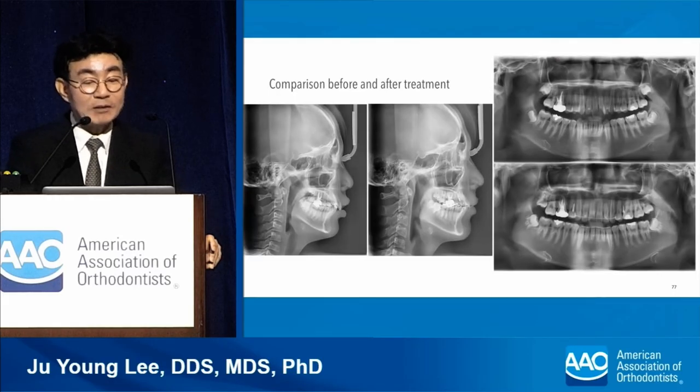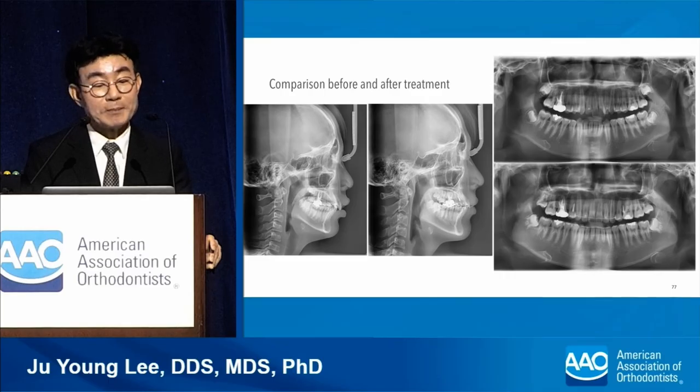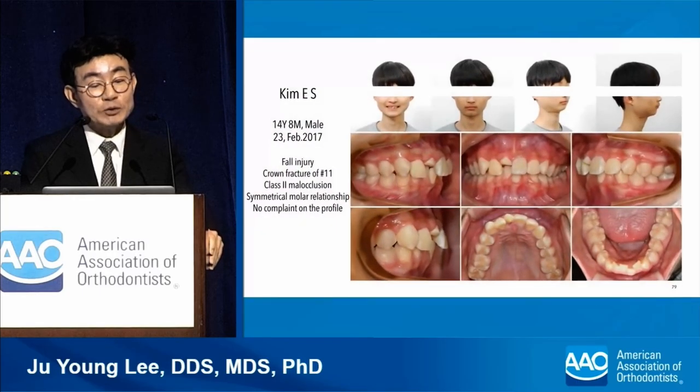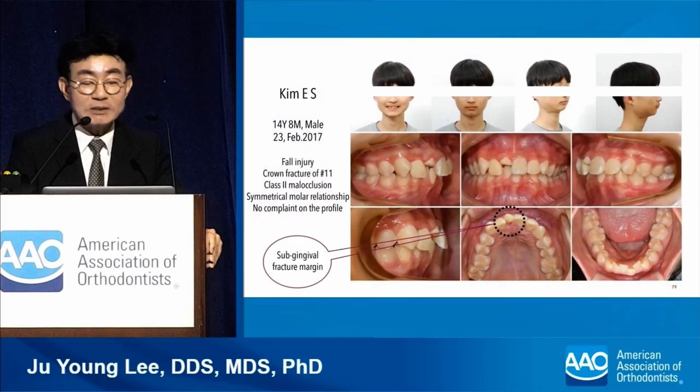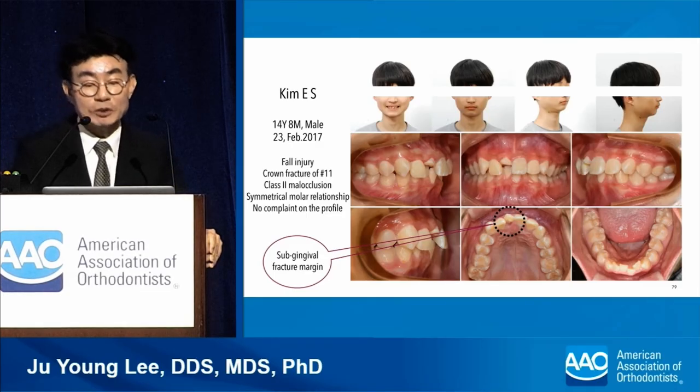Proper anterior interdental relationship and a good lip profile were shown, and root parallelism was well maintained. TAD-supported pushing force can be used not only for treatment to improve asymmetric occlusion symmetrically, but also when an asymmetric occlusion is needed to be formed intentionally. This male student had a central incisor crown fracture, and he was referred to me because prosthetic fabrication was difficult due to the subgingival fracture margin.